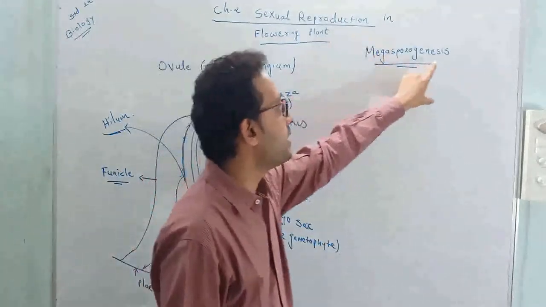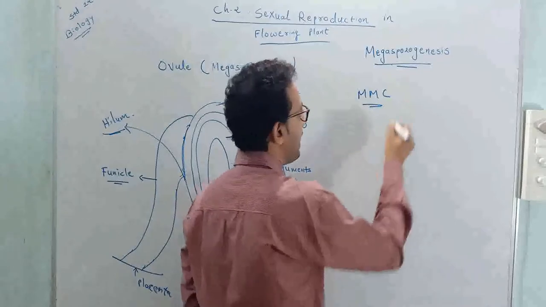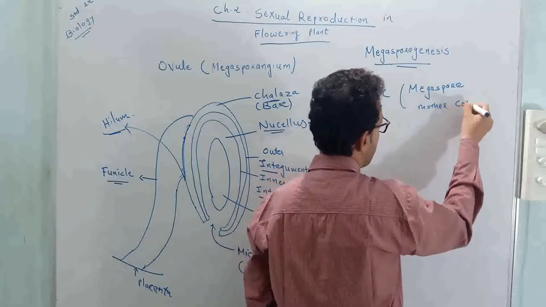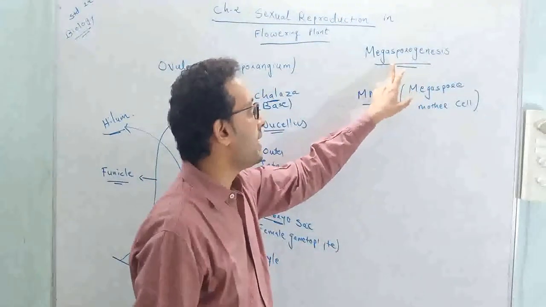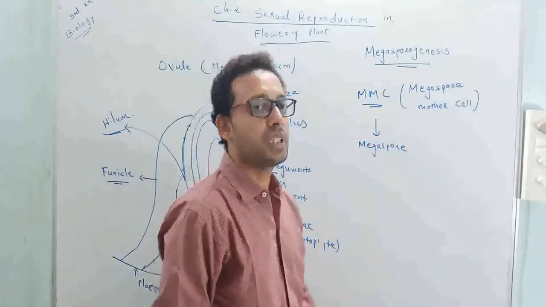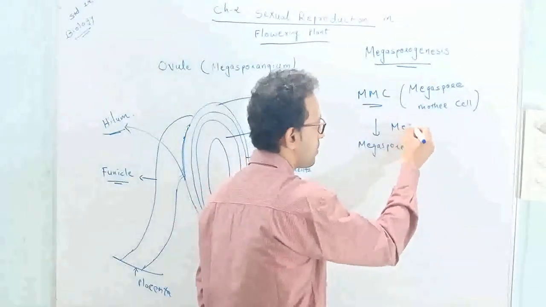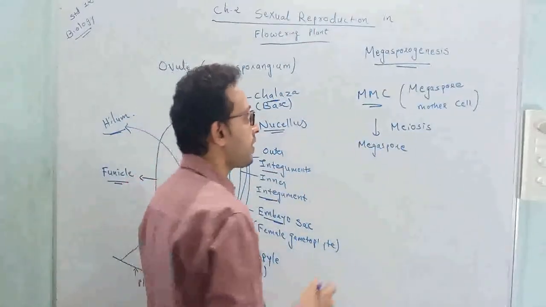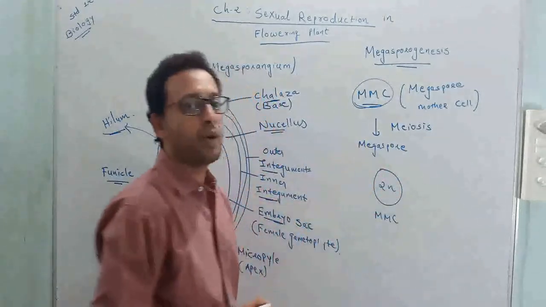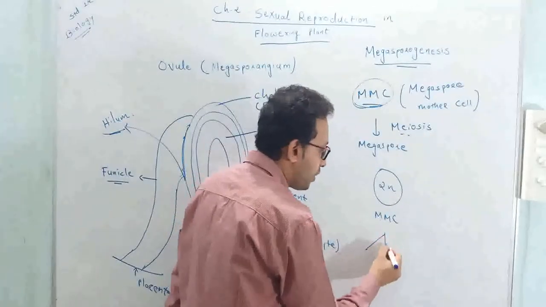So what is megasporogenesis? It is a process of formation of megaspores from the megaspore mother cell, shortly called MMC. This megaspore formation is achieved by the process of meiosis. Let's see. This is a megaspore mother cell. It is diploid in nature, meaning it contains a 2n number of chromosomes. It divides by which process? Meiosis. You know that meiosis forms how many daughter cells?